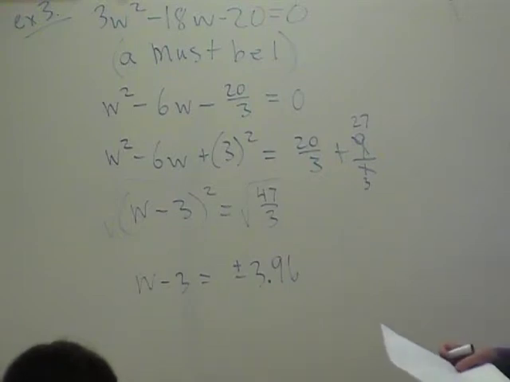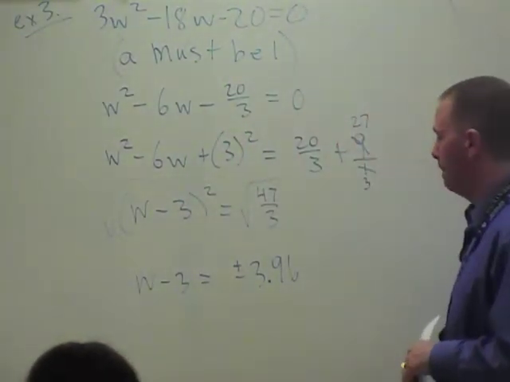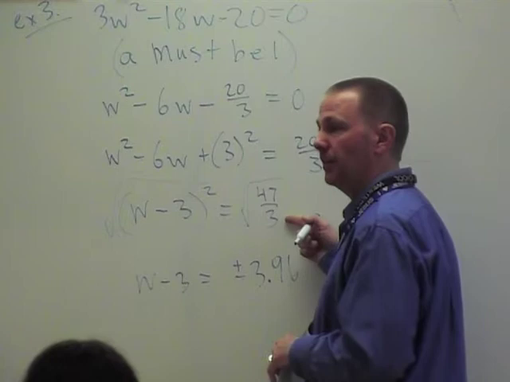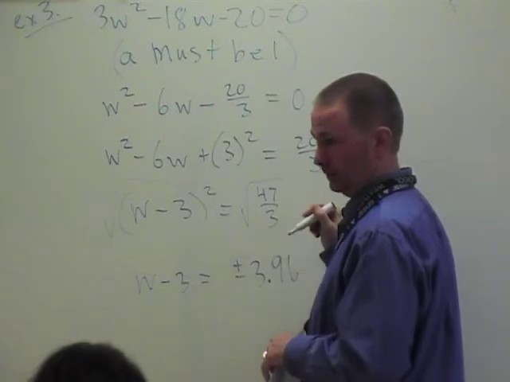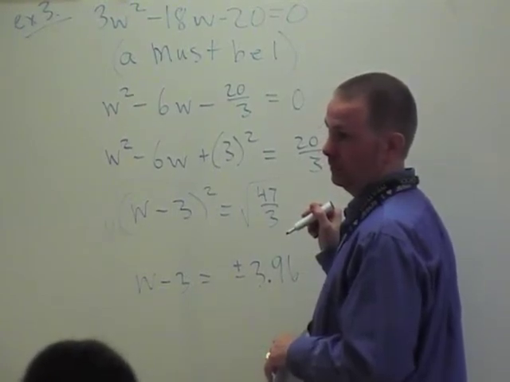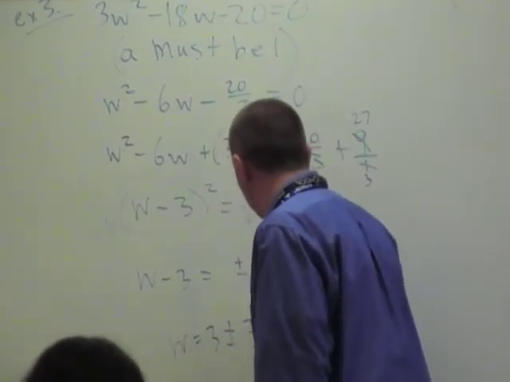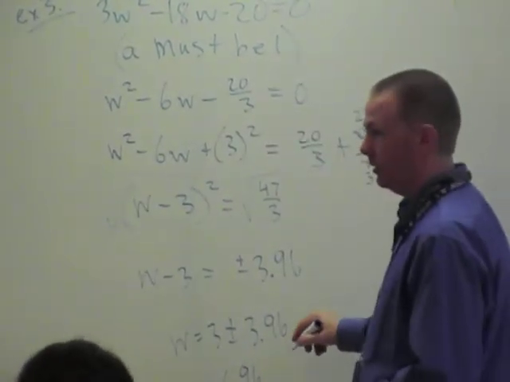Make sure you read your instructions and how far it wants you to round. I would take it out minimum the hundredths place. I don't know how I would do that on my calculator. Take 47, divide by 3. Don't round it, and then hit your square root button. Then round it. All right, so we're going to add 3 to both sides, so 3 plus or minus 3.96. 6.96. Negative.